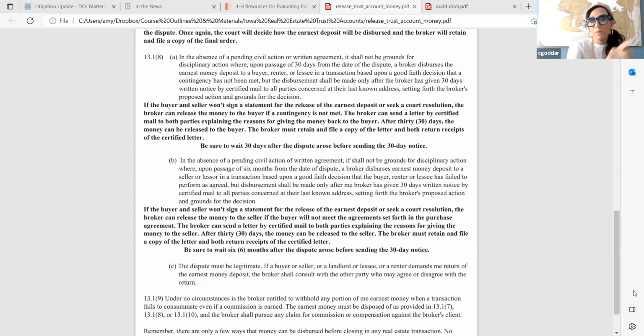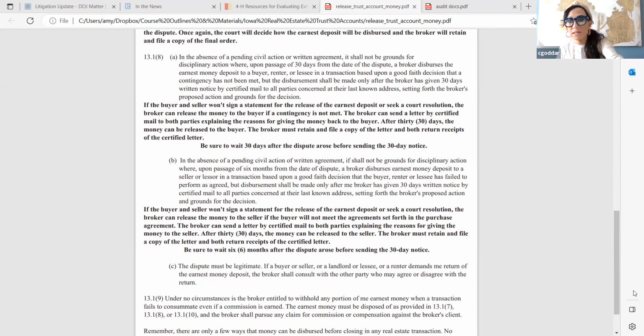Now, the only difference between A and B is that in A, if the money goes to the buyer, you wait 30 days from the date of dispute. And B is if the money goes to the seller, then you're going to wait 6 months. That's basically the difference between those two rules, A and B.